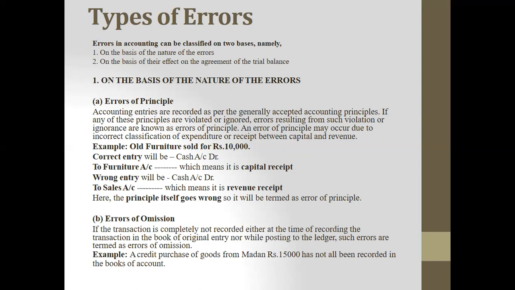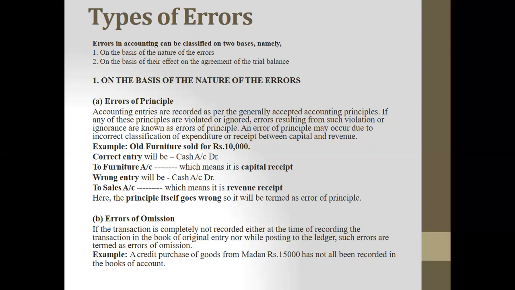So for example, old furniture sold for rupees 10,000. Old furniture means it's a capital asset. If you consider this as a sale, then you will not follow the generally accepted accounting principles. So when you make the journal entry, how will you make it? The correct entry will be cash account debit to furniture account, because it's a capital receipt. But the wrong entry, what will we make? Cash account debit to sales, because you are selling the furniture.